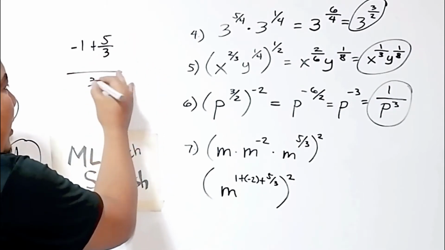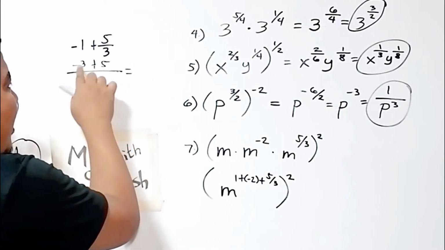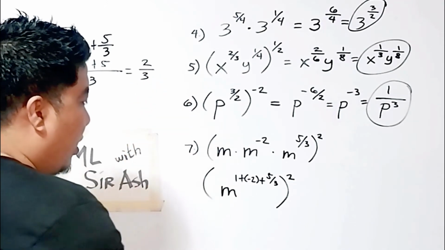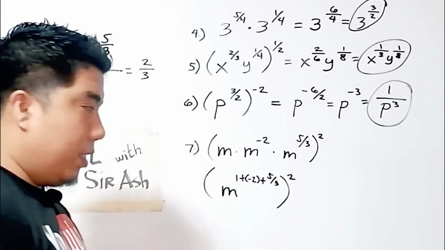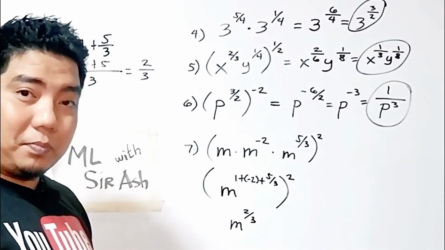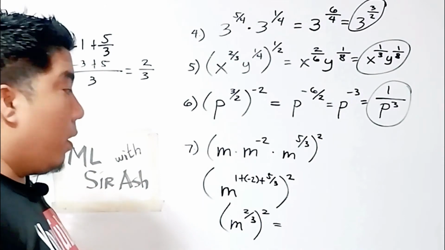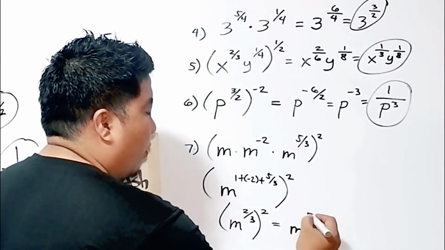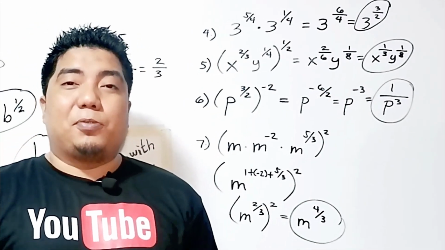So that is negative 1 plus 5 cubed. I will get the LCD. This will become negative 3 plus 5. And negative 3 plus 5, that is positive 2 over 3. So therefore, the simplified answer for my exponents in the quantity is m to the power of 2/3. And since I still have the outer exponent, which is 2, I will now apply the power rule. So 2 times 2, that will give me 4 over 3. And this will be my final answer.